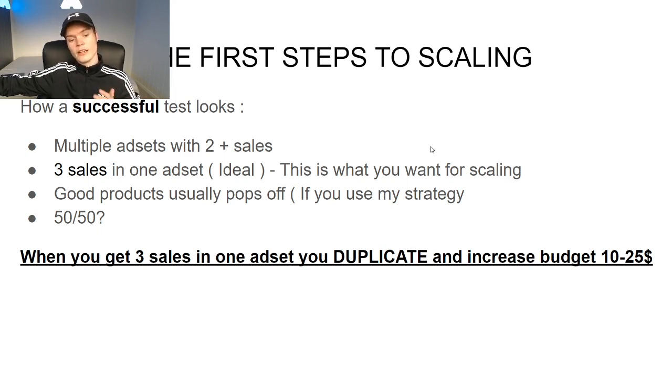So the first step to scaling is to get multiple ad sets to 2+ sales. So a successful test could look like this. Multiple ad sets, got like 2+ sales, could be 3, whatever. My ideal one though, which I like to see of the results, but it could obviously be different, is 3 sales in 1 ad set. That's ideal. This is what you want for scaling, to be completely honest. But, you know, a good product usually pops off if you use my strategy. With my strategy, the product usually either completely flops or it works. But the ratio is good though.